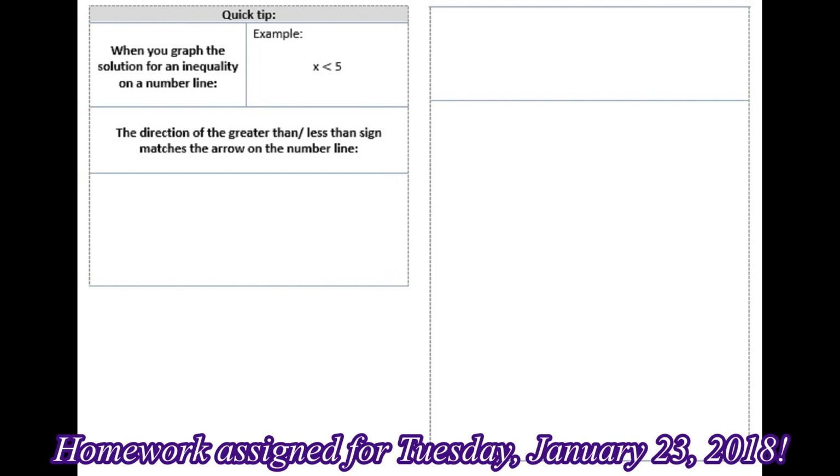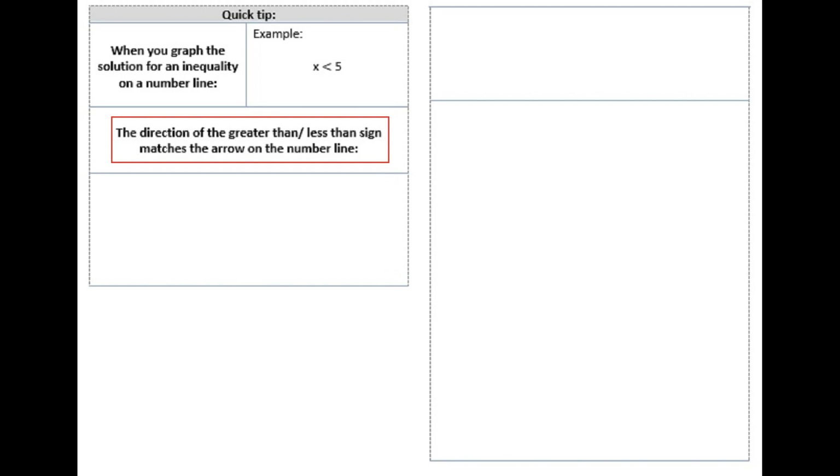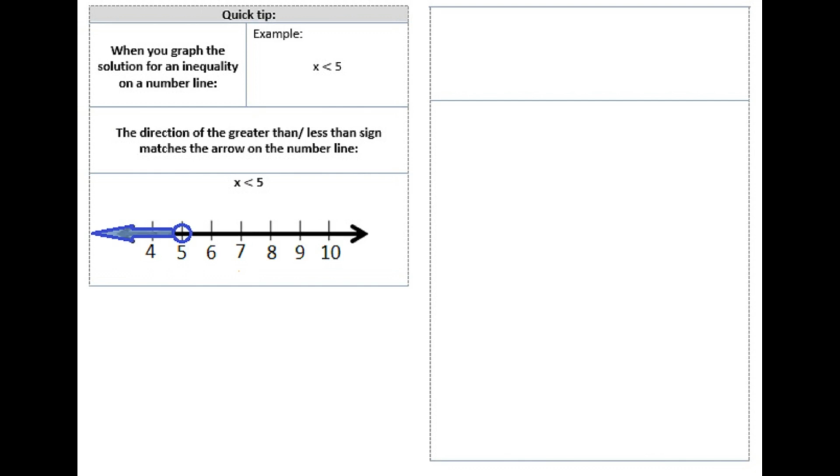Before we get started, I wanted to give you guys a hint on how to graph an inequality. If you look at x is less than 5, the direction of the greater than or less than sign matches the arrow on the number line. What do I mean by that? If I graph x is less than 5, do you see how the less than sign points to the left? Well, so does the arrow on the number line. And this trick will always work as long as you remember to keep that variable on the left hand side.